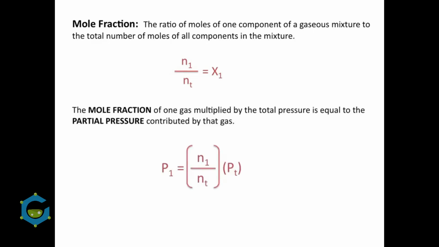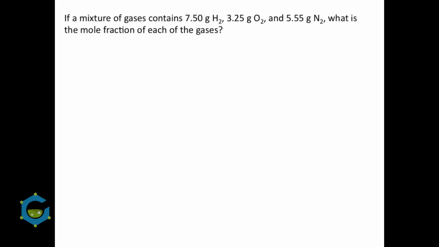Now combining these ideas, the mole fraction of one gas multiplied by the total pressure is equal to the partial pressure contributed by that gas. Now these calculations aren't that hard to do, but you must remember that the mole fraction is a ratio of moles and not grams. Let's look at a problem.